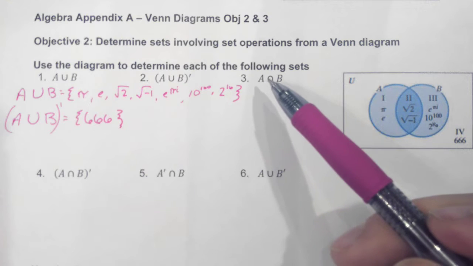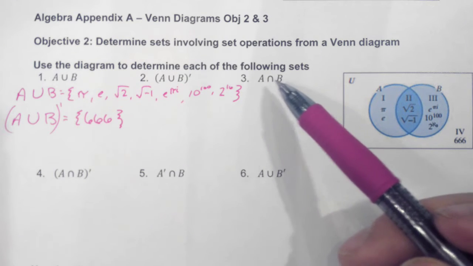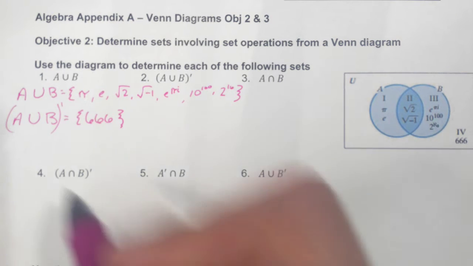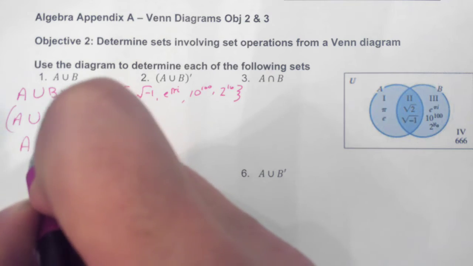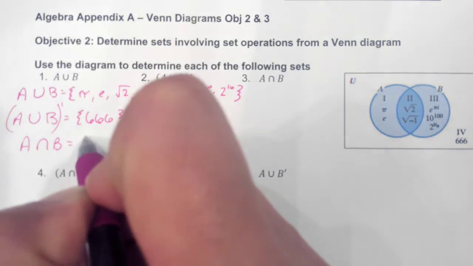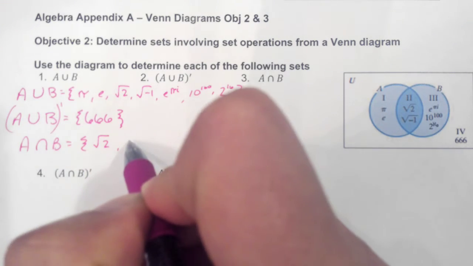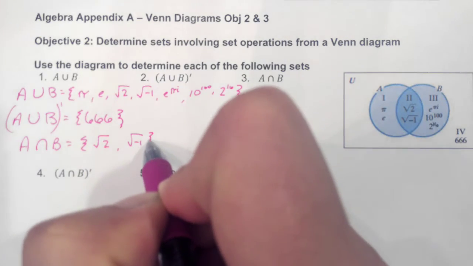Okay, number 3 is the intersection of A and B. That means what's in both A and B. So what's in both A and what's in B? Well, that's region 2, right? Those are the things that are in common with A and B. So the intersection of A and B would be those things right in the middle, the square root of 2 and the square root of -1.